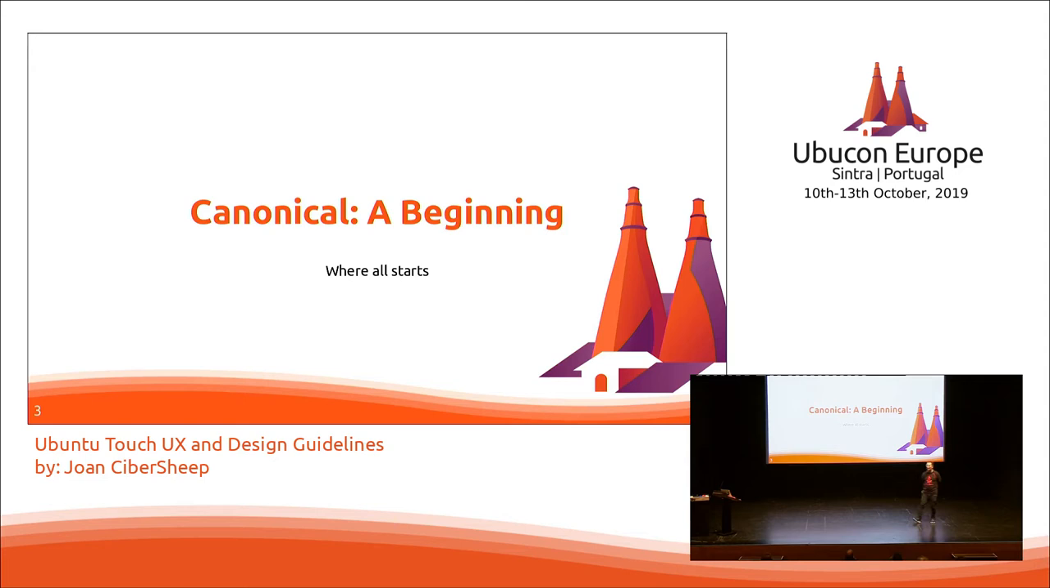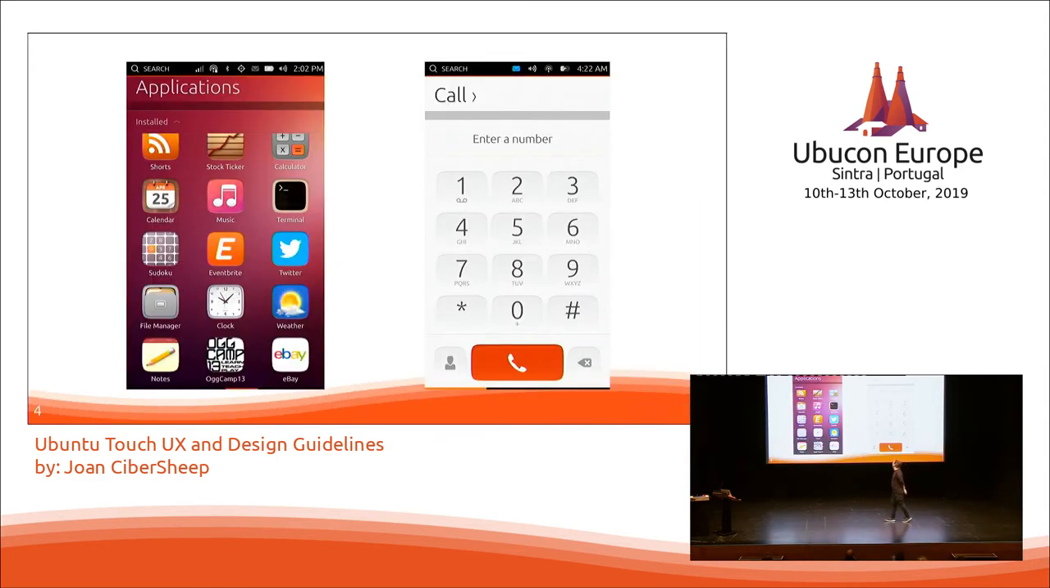Let's start with Canonical, the beginning. I found those on the internet, so sorry for the quality. On those days, Canonical had the orange and brown and the colors we all love. They were trying to do a very simple and usable UI. It's outdated now. But this is the beginning, this is the main idea, this is what we inherited and we love as our old uncle.